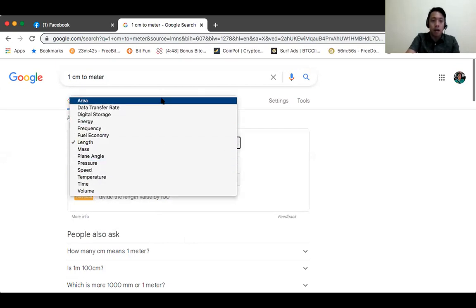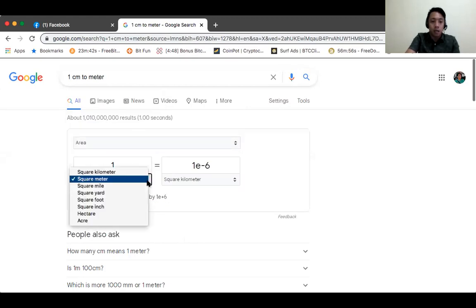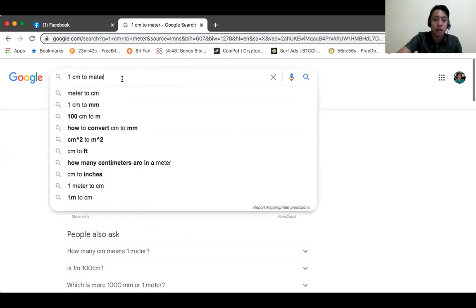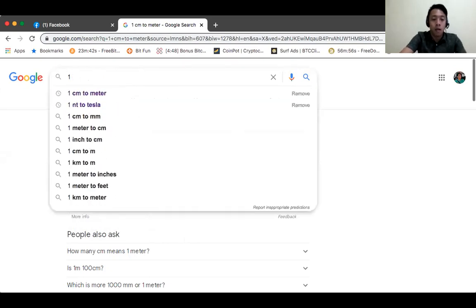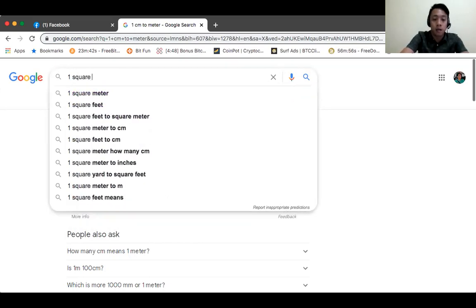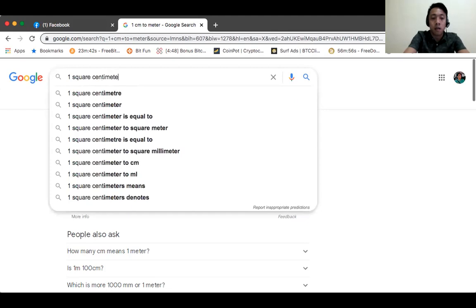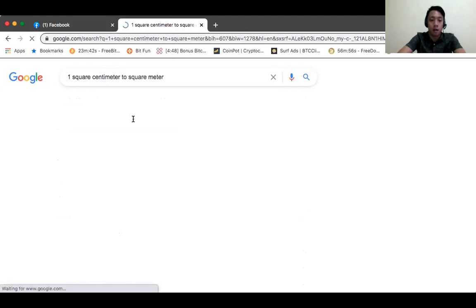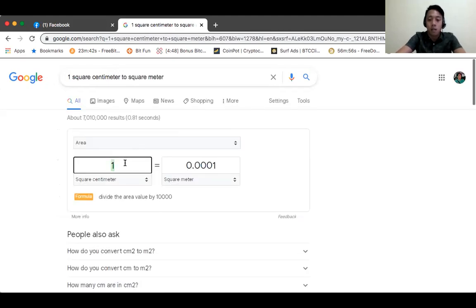Area. Okay, square. Ay, bakit walang centimeters dito? Search natin ha. 1 square centimeter to square meter. Ayan. Okay, so we will put here, instead of 1, we have the answer. Nasa natin kanina? 30.